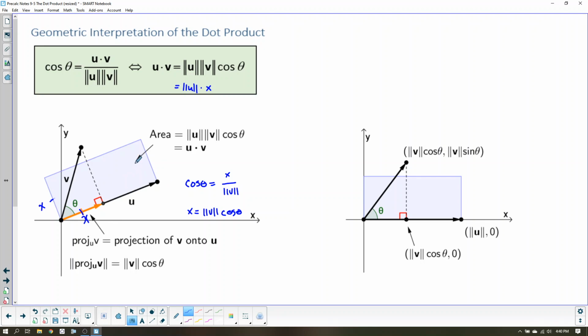So that's one way to interpret how this actually comes up. We'll see this concept of area show up a little bit later when we get to the work problems as well.